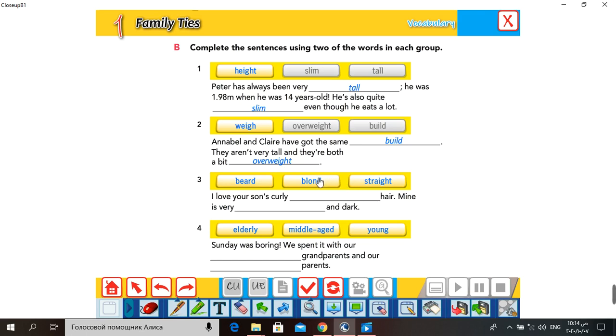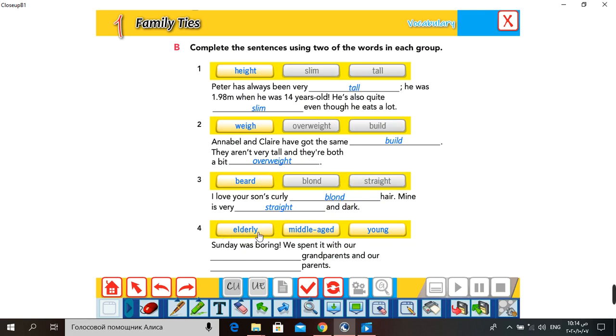Blonde, yes. Your son's curly blonde hair, because you cannot say curly straight. It's the opposite. How come? Mine is very straight and dark. What do you think? Is very straight. So your son's curly blonde hair, while mine is very straight and dark.